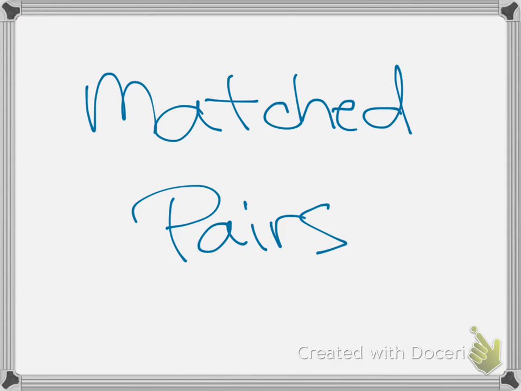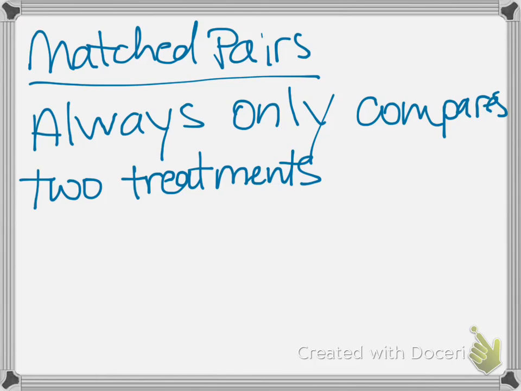So we just talked about using block design to reduce the variability in your experimental units. And directly related to block design, in fact, sort of a subset of block design, is an experimental method called matched pairs. And in matched pairs, you're always only going to compare two different treatments. That doesn't have to be true in just general block design. You could compare as many treatments as you wanted. But with matched pairs, because we're dealing with a pair, of course, we can only compare two things.